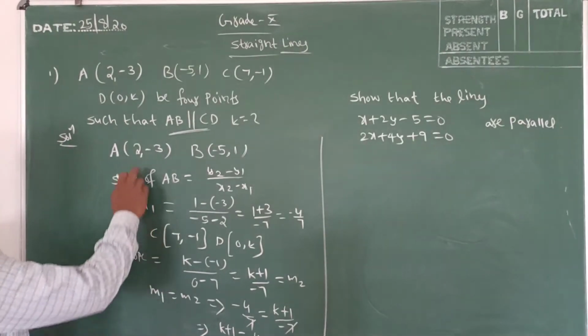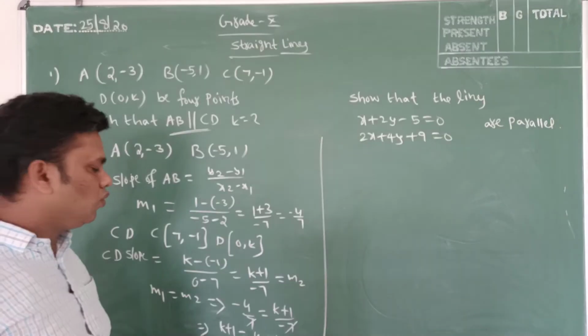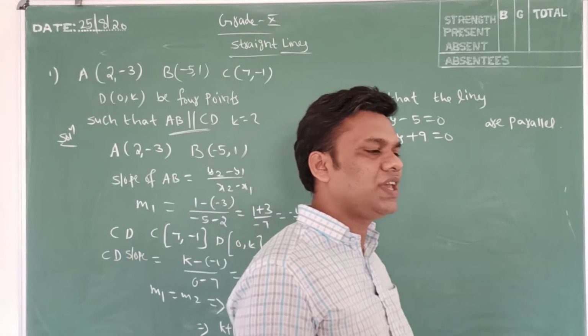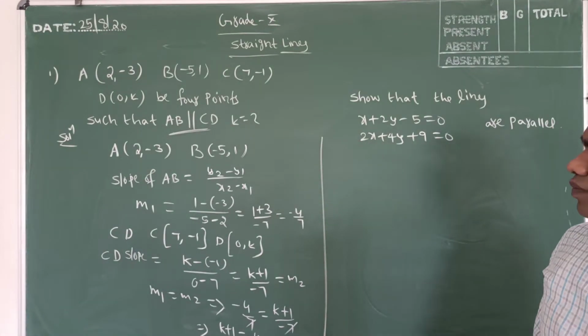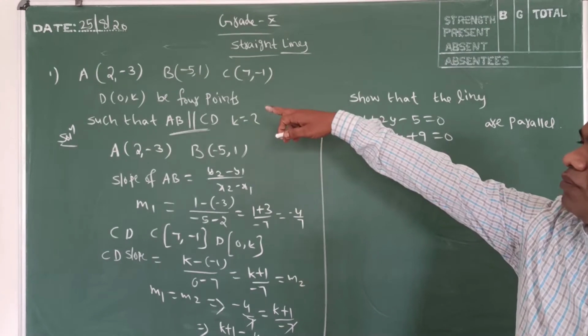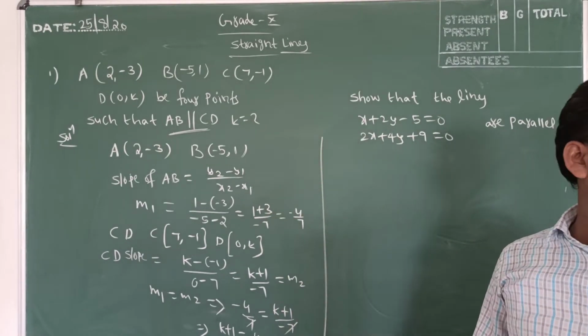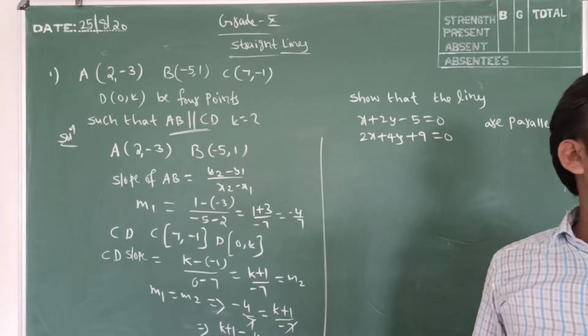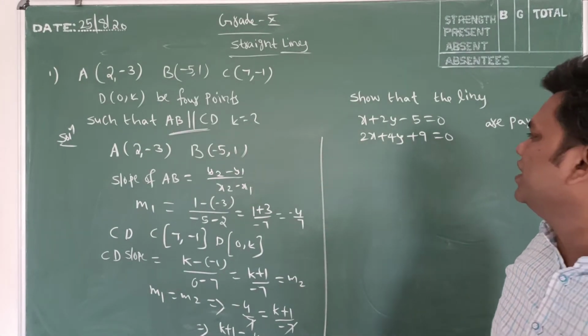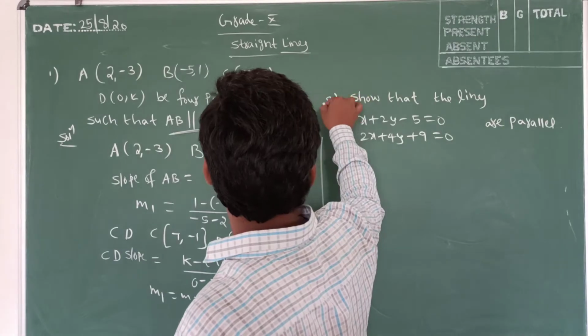So when they gave four points and ask to find the k value, the AB slope is equal to the CD slope because AB is parallel to CD. Now the second problem.